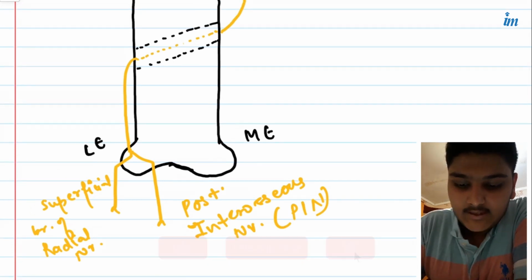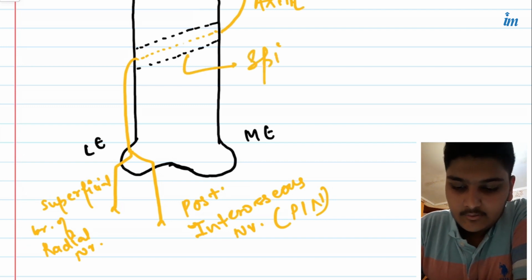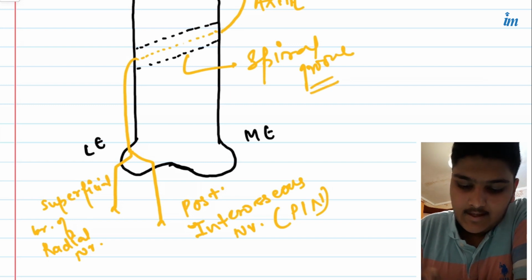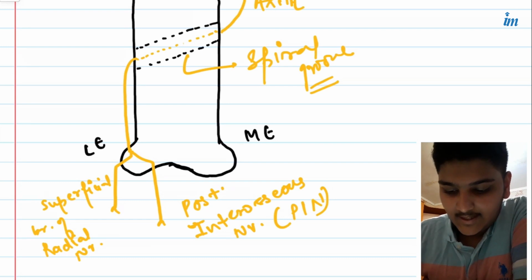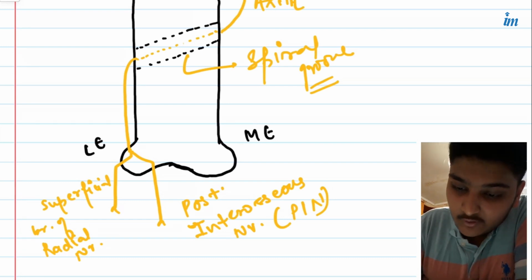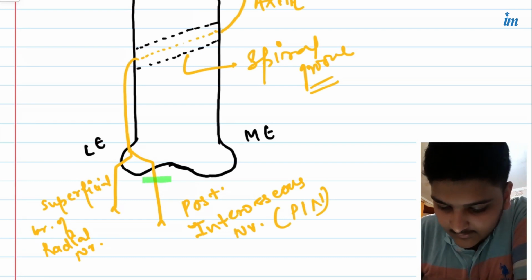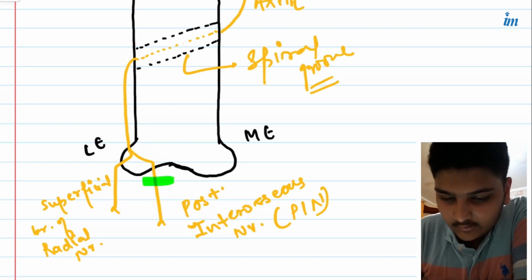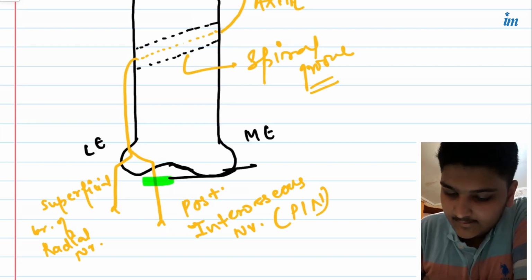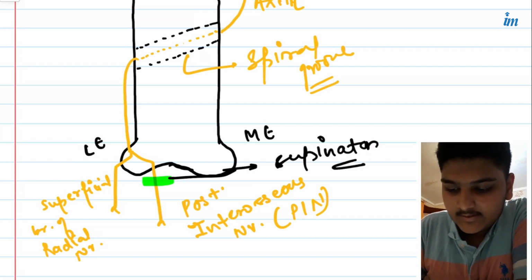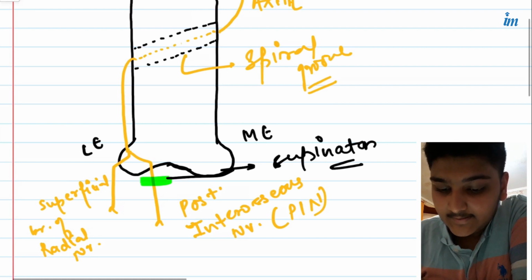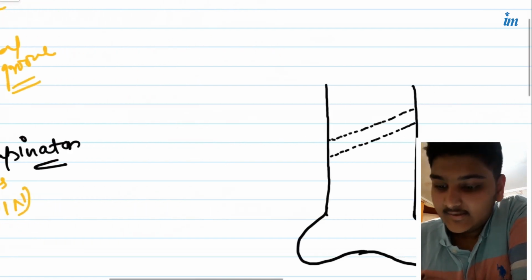So it is coming from the axilla, crossing the spiral groove, and then coming in front of the lateral epicondyle, where it divides into a superficial branch and the posterior interosseous nerve. This posterior interosseous nerve crosses the supinator muscle and also supplies it. Now let's see what muscles your radial nerve is supplying.